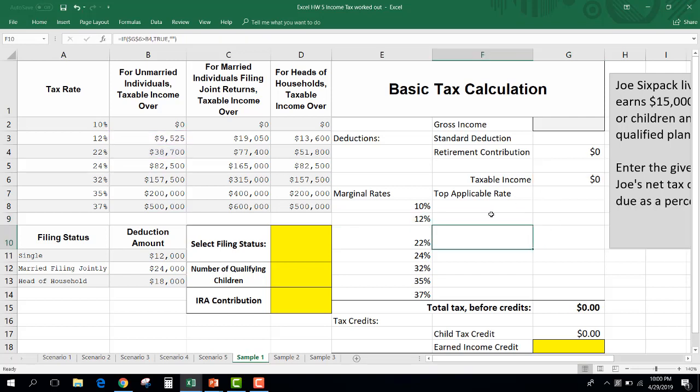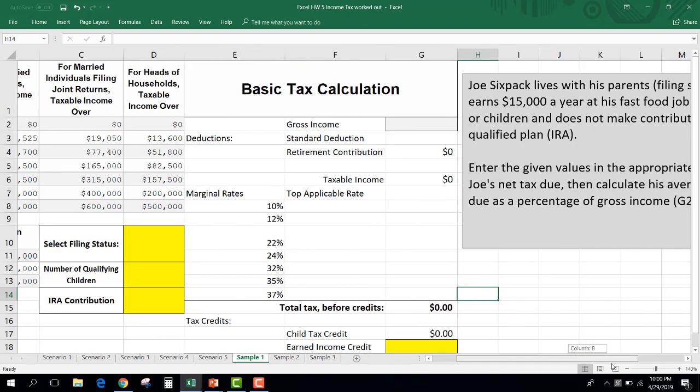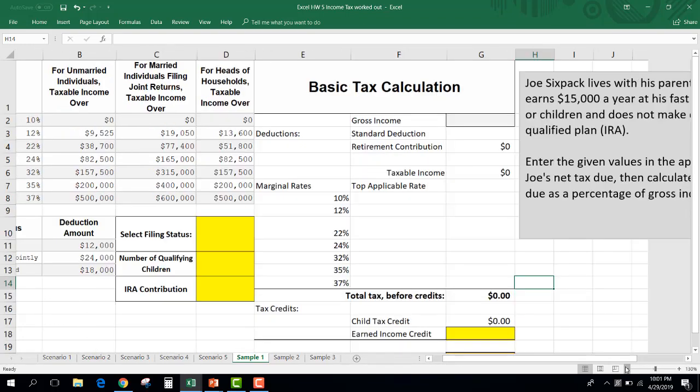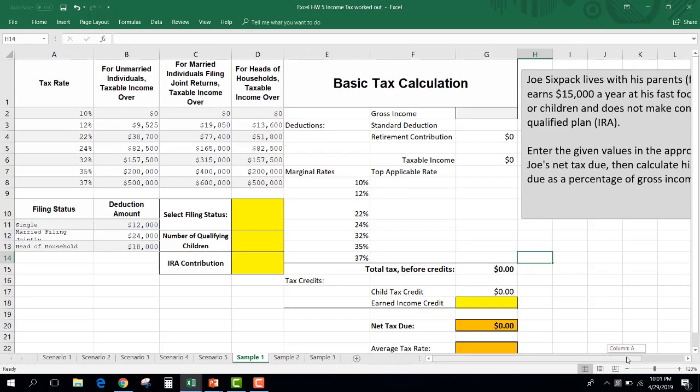Okay, so this is all set up. I've tested it and checked it. I think it's pretty close to accurate, and it's going to give us a pretty good idea of how this income tax system actually applies. All right, so let's look at our sample scenarios here.